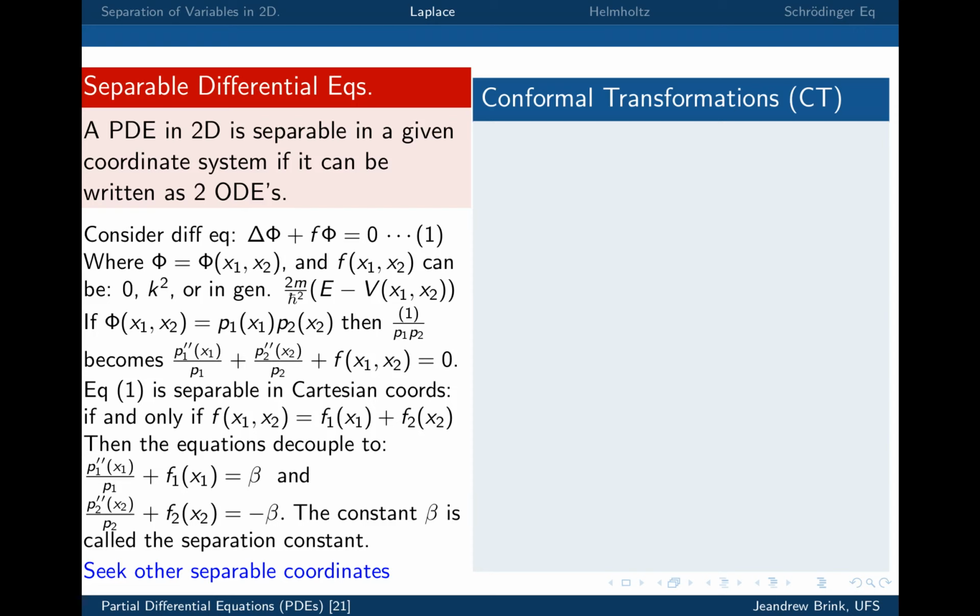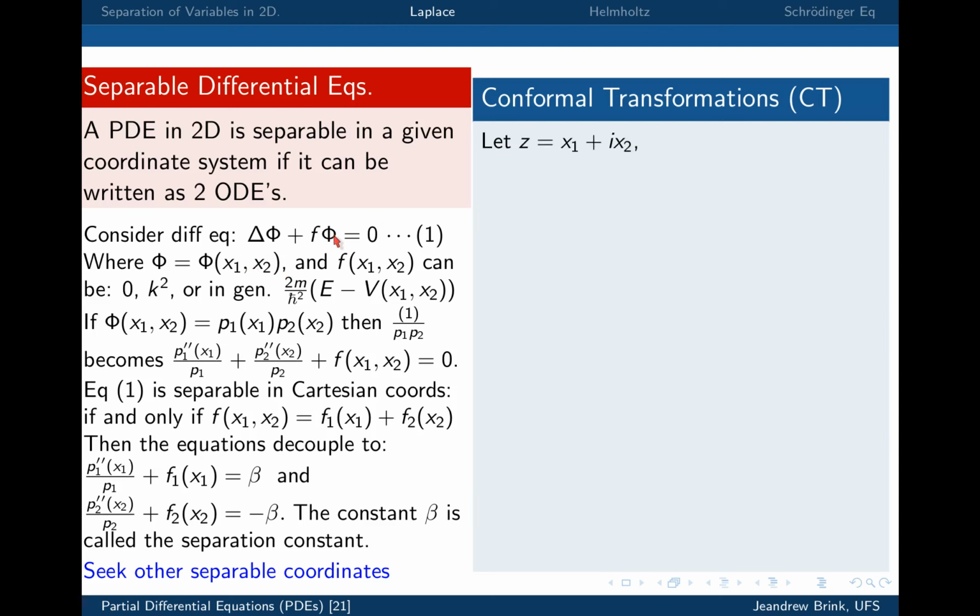If you have a Cartesian grid and you use a complex, or conformal, transformation to transform it into another grid, the lines still remain orthogonal to each other, and the differential operator looks very, very similar. Not exactly the same, but very similar. So we're basically going to work out the consequences of a conformal transformation for this differential equation.